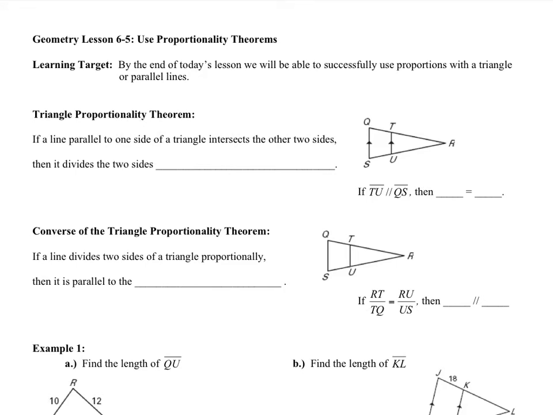The triangle proportionality theorem, which has another name, the side splitter theorem, states that if a line parallel to one side of a triangle intersects the other two sides, then it divides the sides proportionally.